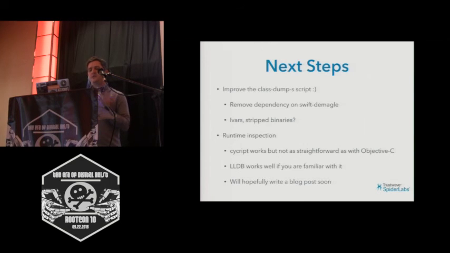Runtime inspection: Cycript works, but it's not as straightforward as with Objective-C. LLDB works, so it's much better, and they've just updated some of the LLDB stuff. So if you're doing black box pen testing on iOS, you can extract the debug server binary or utility from the SDK, copy it over, and then you can debug third-party apps using LLDB. It works really well, and there's really good support for Swift in there. So that's probably the way that I would go. And I'll probably write a blog post on that soon if I ever get the chance.